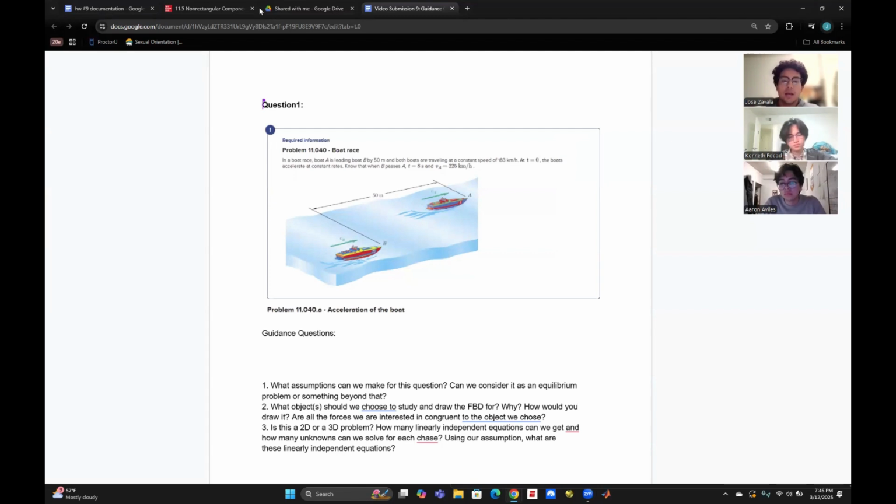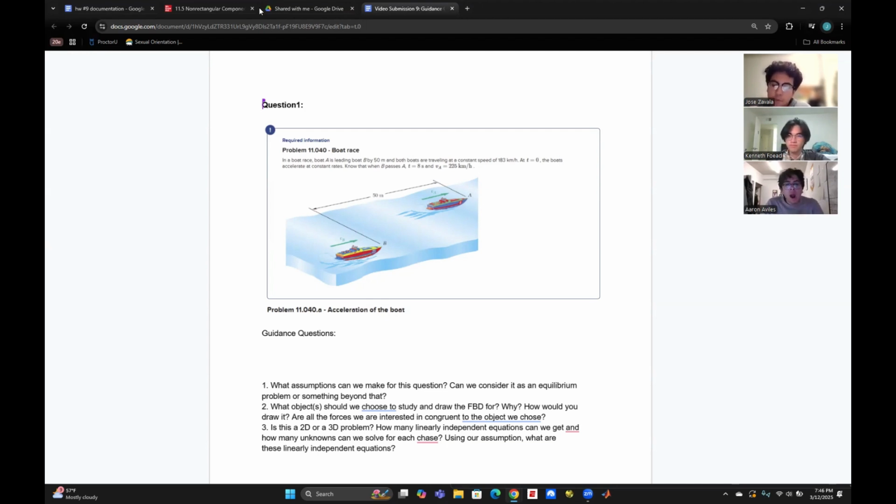The boats accelerate at a certain point, and we know that when B passes A at around t equals 8 seconds, it has a velocity of 225 kilometers per hour. The question is asking us to find the acceleration for boat A and the acceleration for boat B. For the first part, we know that x initial of boat A is 50 meters and x initial for boat B is 0 meters, since boat A was leading by 50 meters. The next step I took was to convert the initial velocities given to us from kilometers per hour to meters per second.